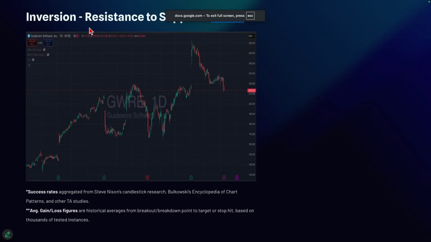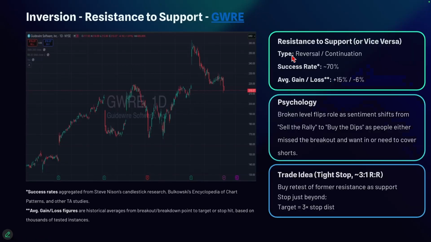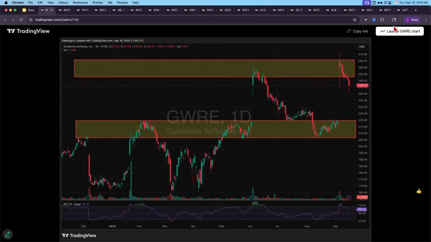Take care. The final thing I want to share with you on patterns is when you have what's called an inversion. So what used to be resistance, you get a massive breakout, then that resistance becomes support. When something falls back down to there, the people that missed it here are saying, I want to be in Guywire, but I'm not going to pay a premium price. I don't know where this is at today, but let's take a look as well.